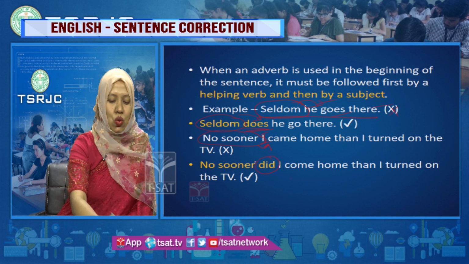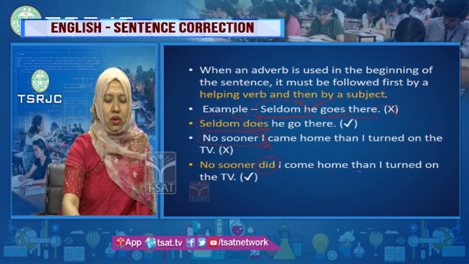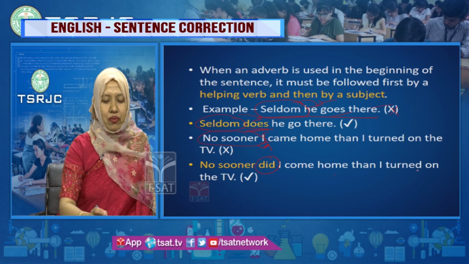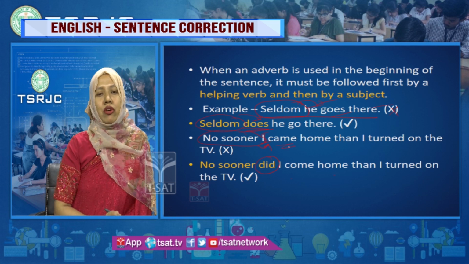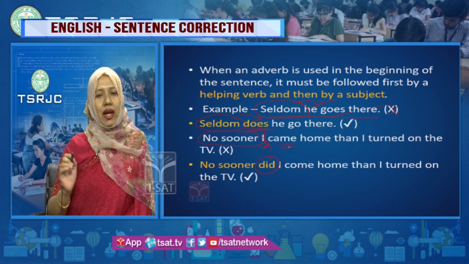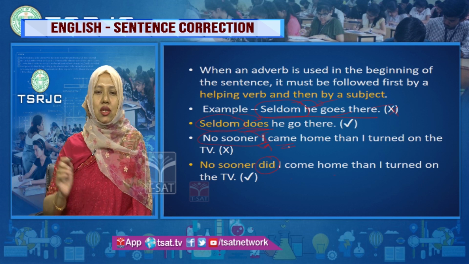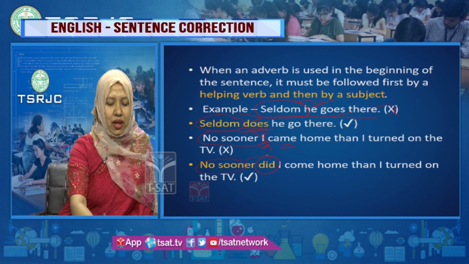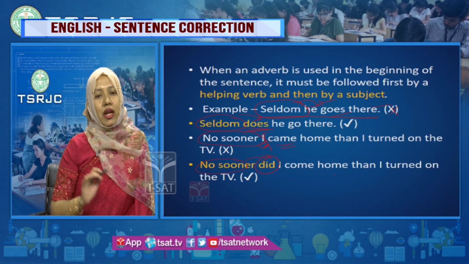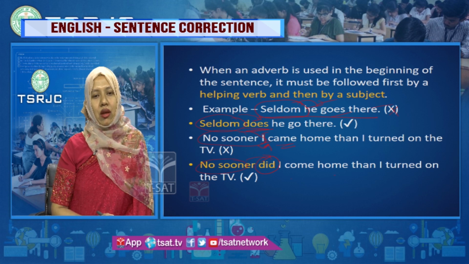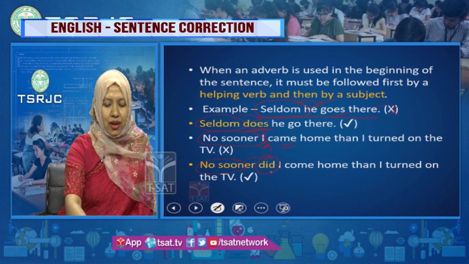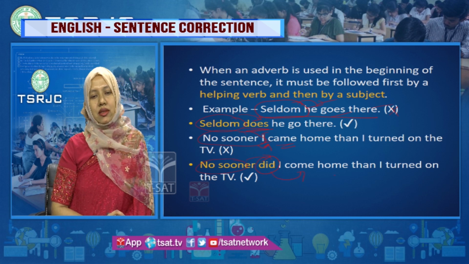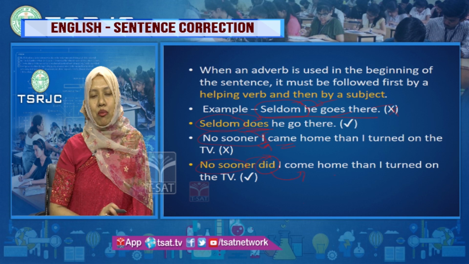You should say, no sooner did I come home than I turned on the TV. Here, the main verb also is used in the wrong form. Okay? No sooner did I come home than I turned on the TV. The adverb should be followed by the do form of the verb in past tense, did. And because did is there, the main verb should be in present tense. No sooner did I come home than I turned on the TV.